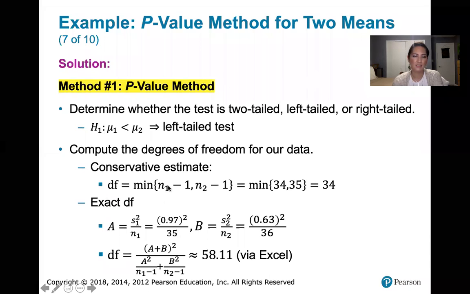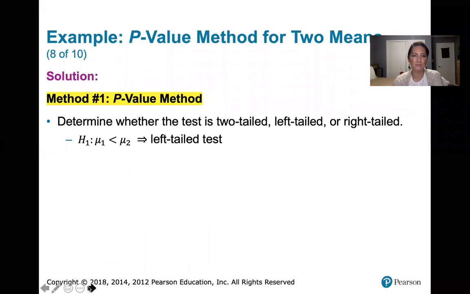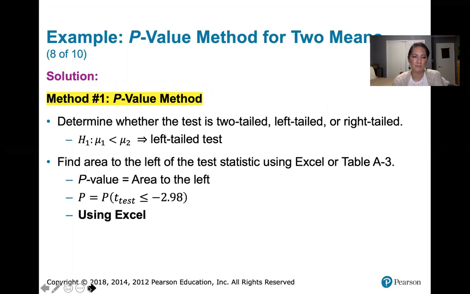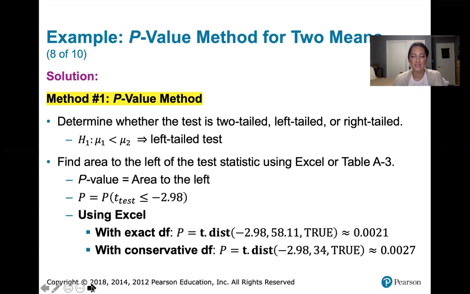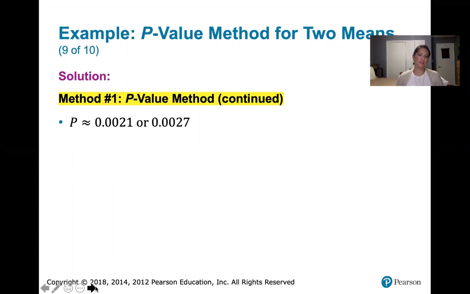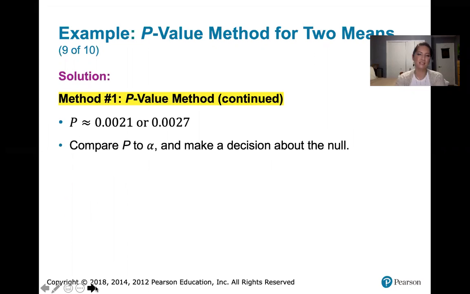So we said we have this conservative estimate for the degrees of freedom. We have this exact value of the degrees of freedom. And we want area to the left because it's a left-tailed test. And we can use either of these functions in Excel. And we get the same values that I just showed you in Excel. That's how I got these values when I made the slides to begin with. And then you take the p-value, either one would be fine, and you compare it to alpha. Now, our significance level alpha in this case is 0.01. Obviously, both of those p-values are less than 0.01.